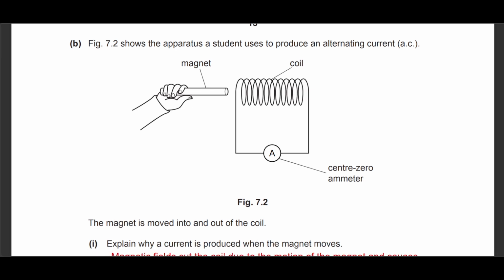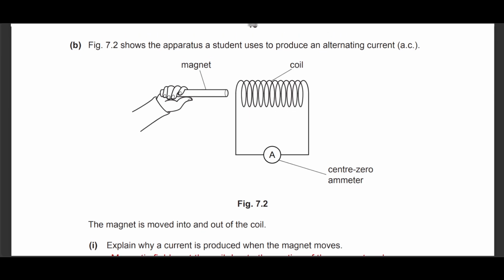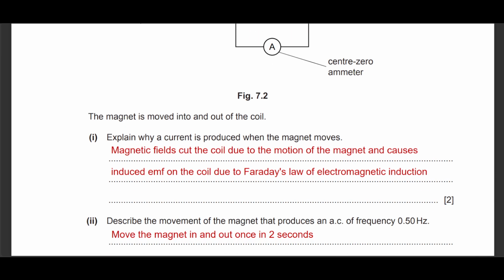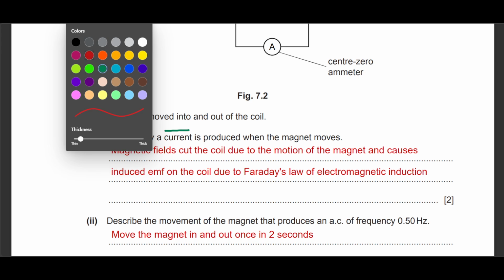Question number part B. He says that the apparatus shows a magnet and a coil. So the first impression it gives me is that it must be from Faraday's law of electromagnetic induction. He says that it produces an alternating current, which is the purpose of Faraday's law primarily. He says the magnet moves in and out of the coil. Explain why the current is produced in the coil as the magnet moves. Now, please be advised, he's asking you about the current. He's not asking you about the EMF. You may end your answer at EMF, but you must answer that voltage or EMF leads to current. This should be your final conclusion.